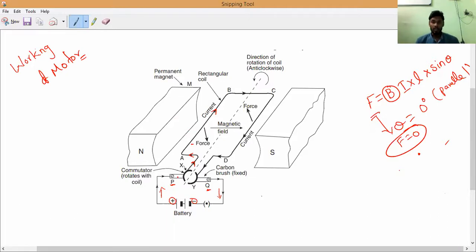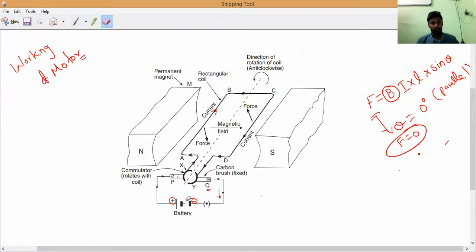Now you tell me, the direction of current is upwards on the A and B side, and the direction of magnetic field is like this. Observe the direction of current and the direction of magnetic field. Adjust your two fingers according to that, and tell me the direction of force. You all know that. Downwards.